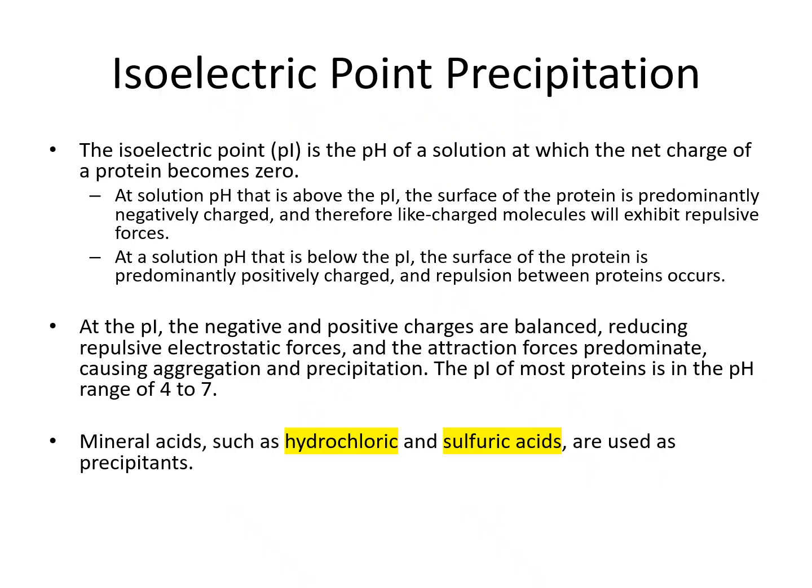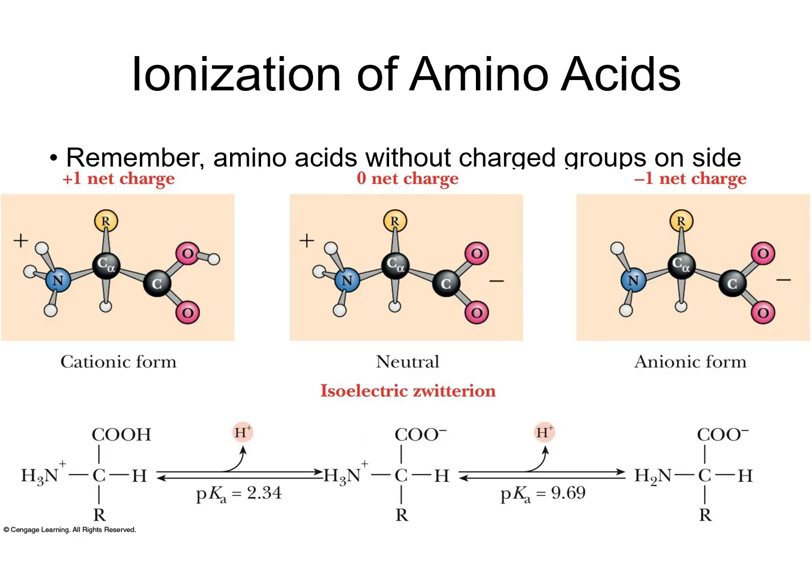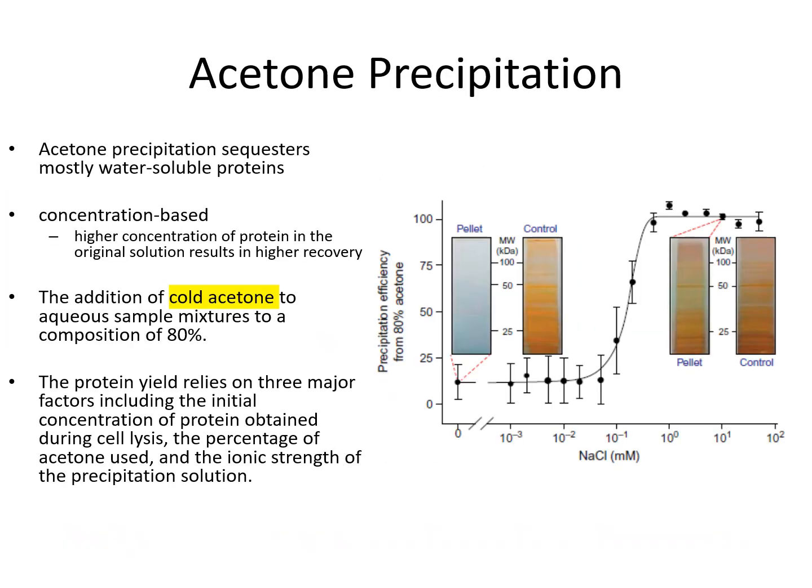And then the isoelectric point, which we discussed before, so we will not spend time to discuss it here. We'll skip this. And then the acetone precipitation. Basically, you add acetone to the aqueous sample mixture to a composition of 80%, so that you can precipitate the protein. That's the acetone precipitation, and it's mostly used for water-soluble protein.